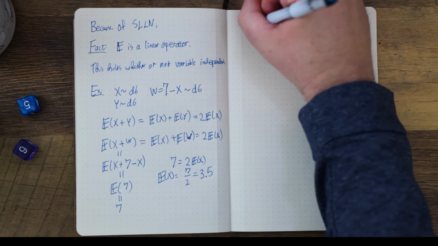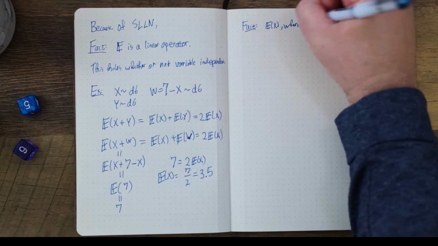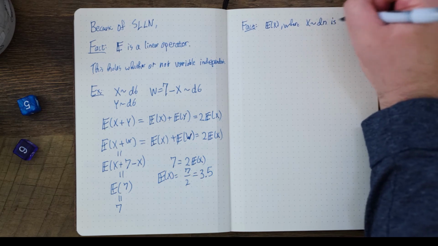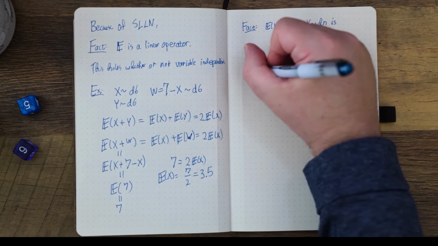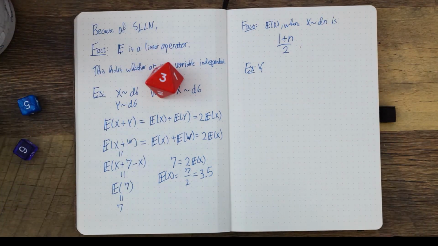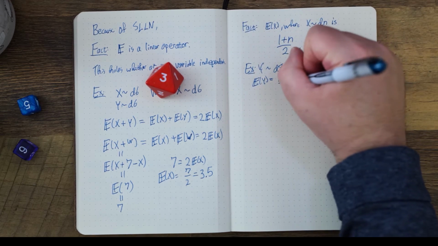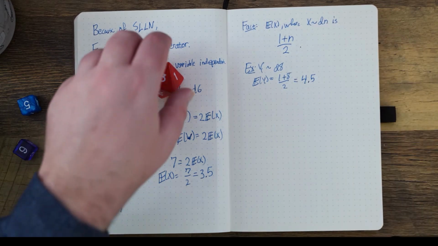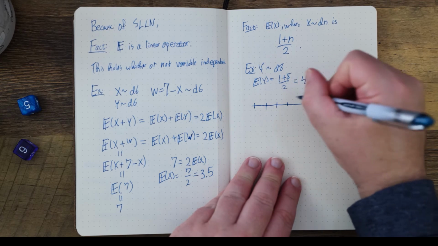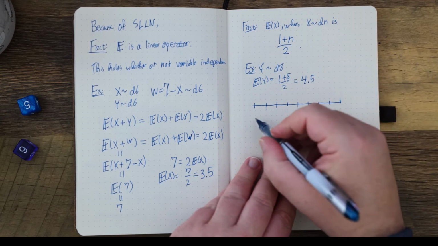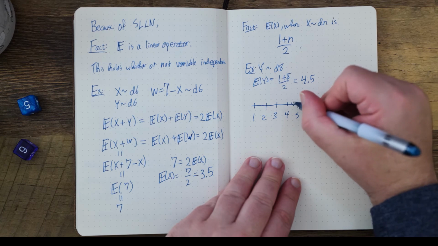So here's a fact. The expected value of X, where X is a roll of a die with n sides, is (1 plus n) over 2. So if I roll an 8-sided die, do I have an 8-sided die? Oh yeah, there's one. So if Y is an 8-sided die, the expected value of Y is (1 plus 8) over 2, or 4.5. Notice that when I graph that, I've got 1, 2, 3, 4, 5, 6, 7, 8. Okay. 4.5 lies right there.